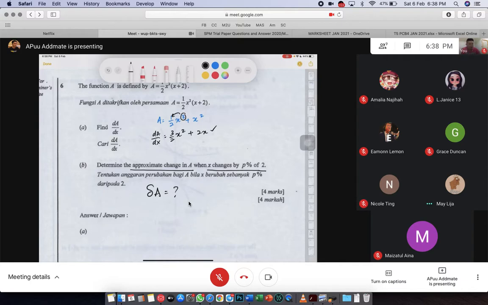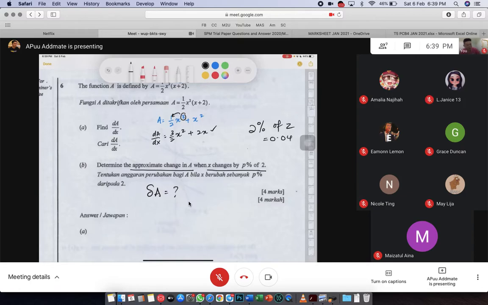Okay, kalau lah cikgu tak guna P tu, katakan cikgu kata 2% of 2. Apa nombor tu? Berapa nombor 2% of 2? Apa jawapan 2% of 2? So, what do you do? 2% times 2. Apa nilai dia? 0.04, right? Very good. So, ini dapat 0.04.